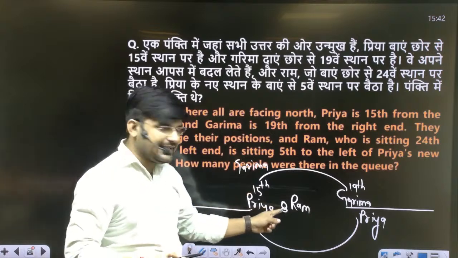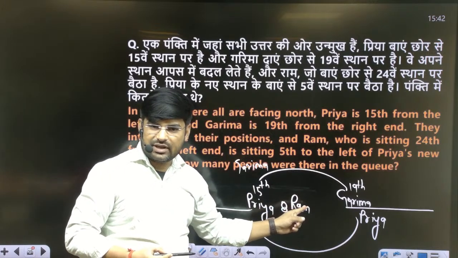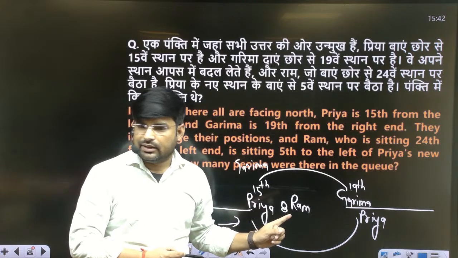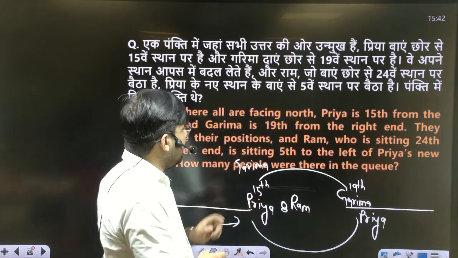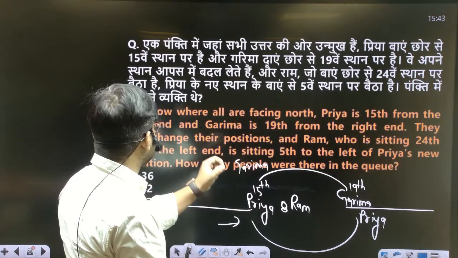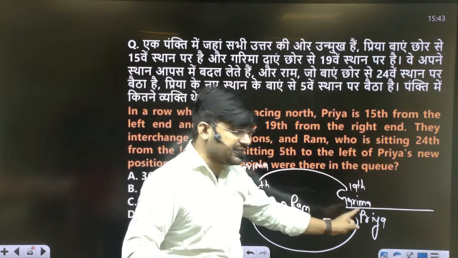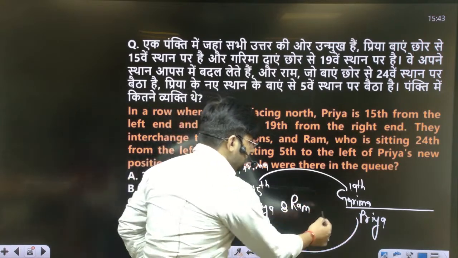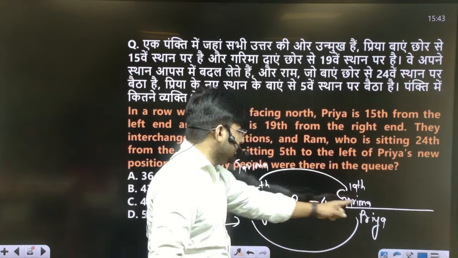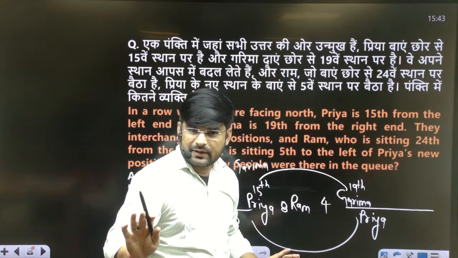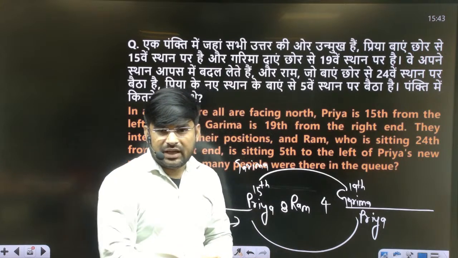So Priya is 15th, 8, 23, and Ram is 24th from the left side. Is it clear or not? Is it clear? The 5th to the left of Priya's new position means 4 persons are sitting between Priya's new place and Ram. Any doubt?